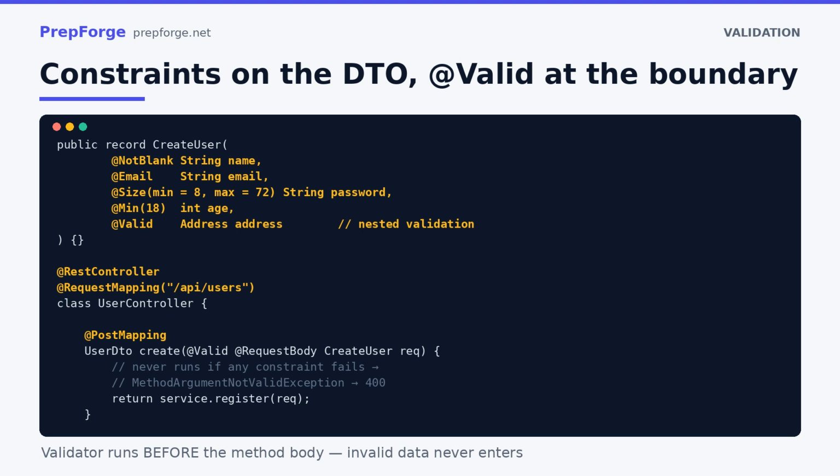When a request arrives, Spring runs the validator before your method body executes. If any constraint fails, it throws MethodArgumentNotValidException, and your method never runs with invalid data. That's the key sentence: validate at the boundary, and the rest of the stack can assume well-formed input.